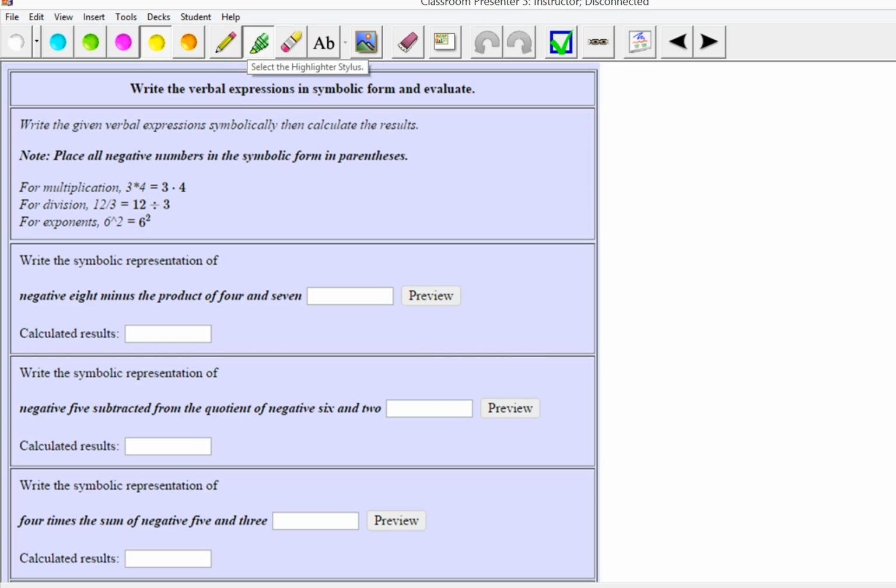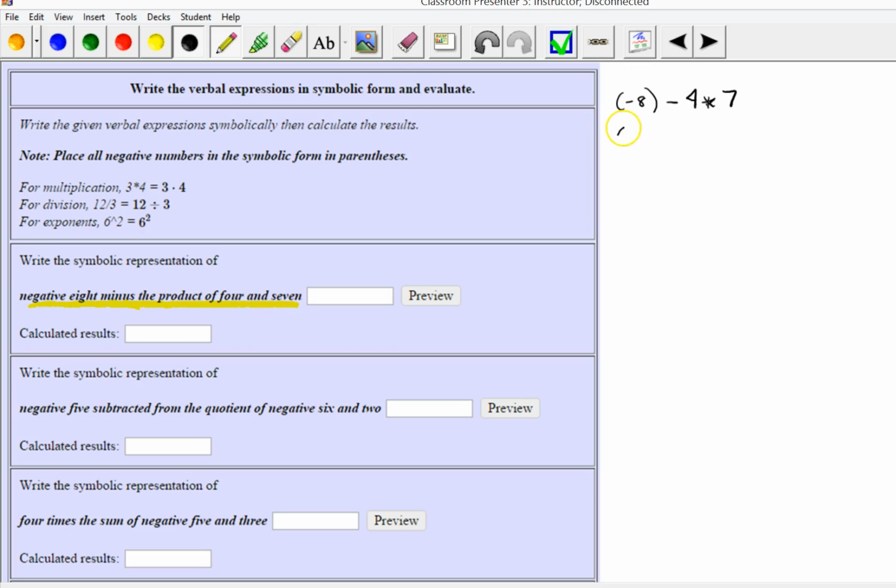So let's look at the first one. We have negative 8 minus the product of 4 and 7. Okay. So let's think about how we'll write this. So we'll write this up here. So we want to take negative 8, so negative 8 minus means start with negative 8 and then subtract. Then we have the product of 4 and 7. So the product of something means when you multiply them, so we will take 4 times 7. And I put the asterisk there because that's what you're going to use when you type it in.